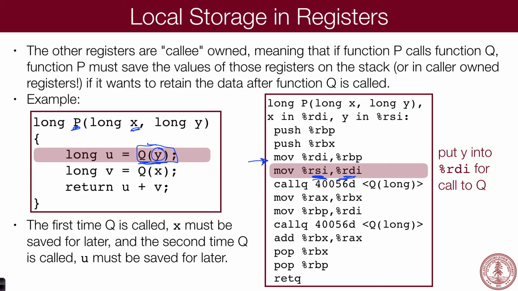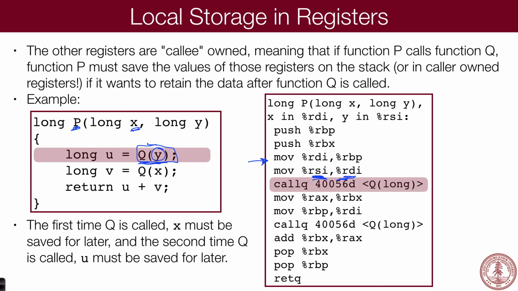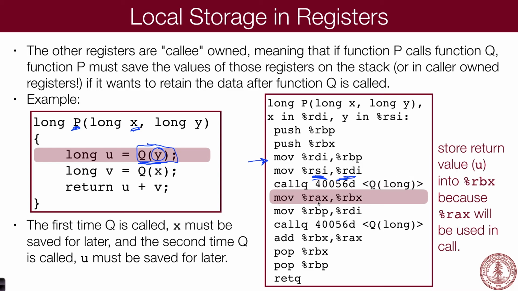All right, and then we call the function, and right now we know that y is in RDI. Okay, and when we get the result back, it's going to be in RAX. Okay, and afterwards, then we're saying, okay, now look, we are going to have to move the result of the function that we just called into some other temporary caller-owned variable because we're about to call another function which is going to return the value in RAX.